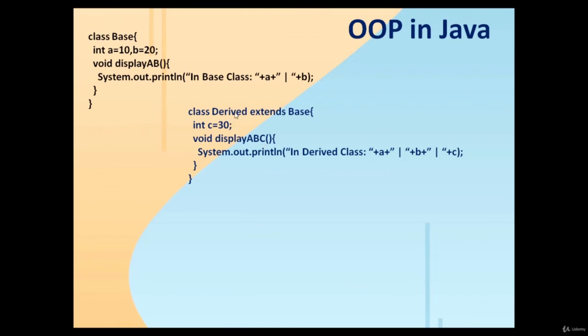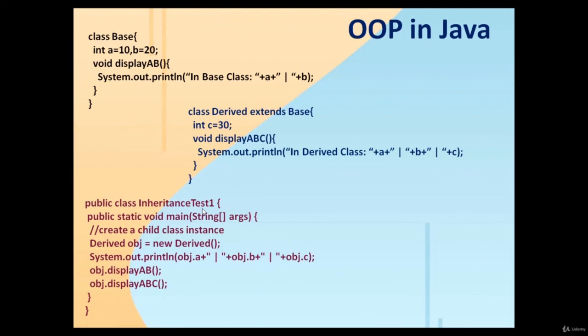So when you see this class derived, only C is defined, but actually it can access the members of base also. That's the reason why we are able to write A and B as well as C. Then we write the main class as inheritance test one. In the main method, we are creating an object of derived. That object can access its own member C directly, and also it can access the members of its superclass, which is base. A and B are defined in the base class, and we can access them.